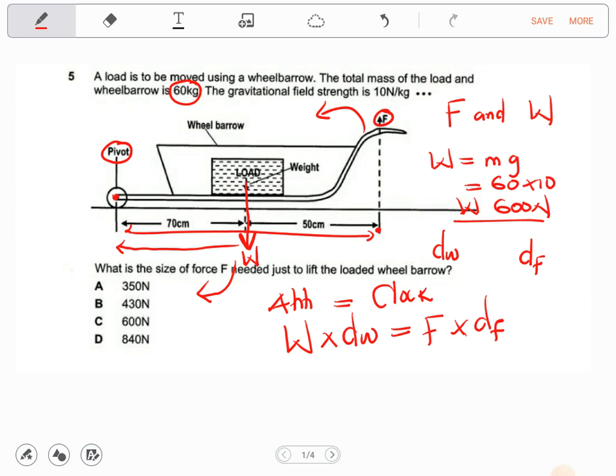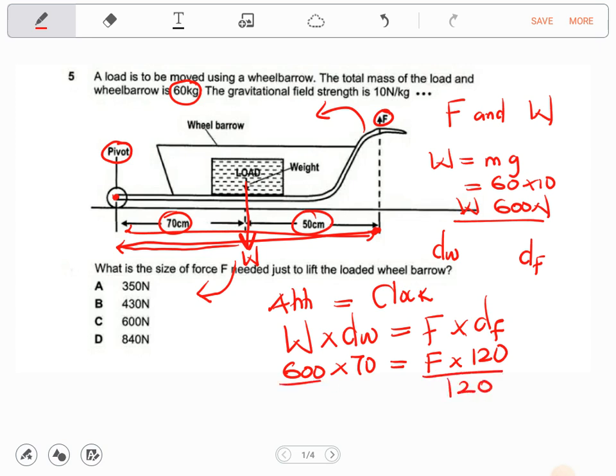So now, what is the weight? 600. The distance of the weight from the pivot is 70. You can put 70 centimeters, there's no problem. You don't have to convert the distances. Here the force F will remain, and the distance we have here is 50 plus 70, because we're moving all the way from there up to there. So we get what? 120. So here over 120 and over 120.